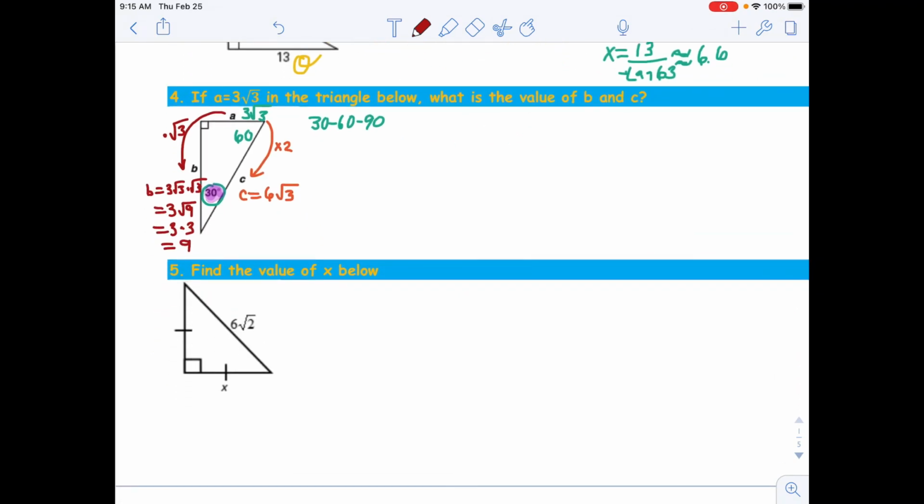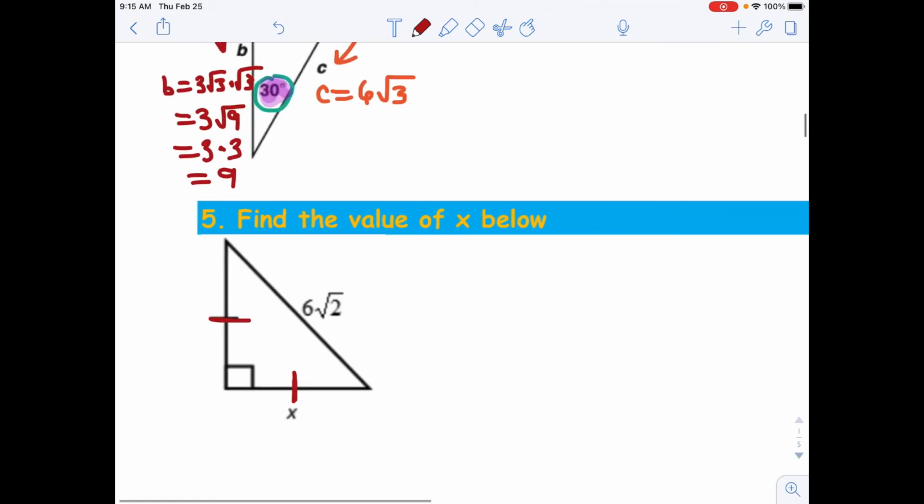And last one, find the value of x below. Well, we can identify this as an isosceles triangle. So this is a 45, 45, 90 triangle. This is when you're just going to divide the hypotenuse by radical 2 and just get 6. And then that's 6. Okay?